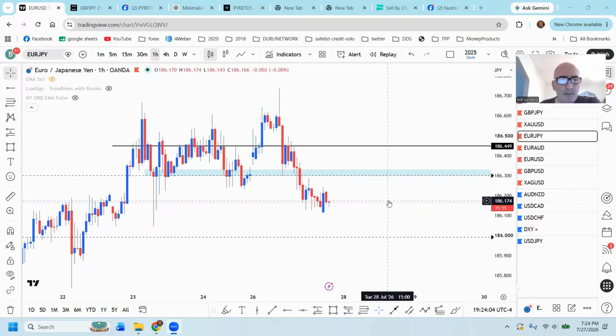So I'm looking now at the Asian session, looking to mark up some charts here. And so I just want to show you a couple pairs here. And I just want to, again, identify specific zones for you where potential trades may occur.